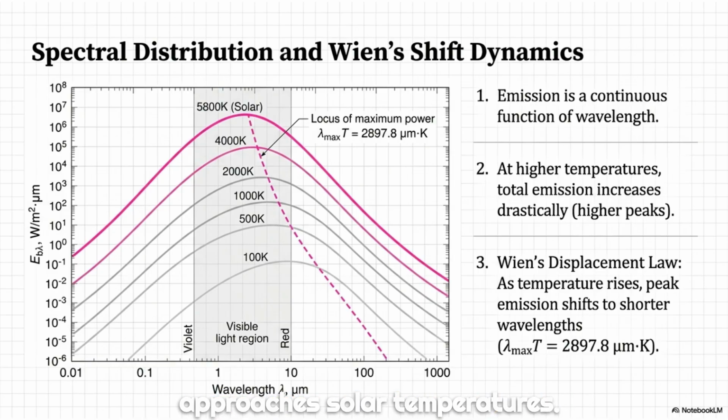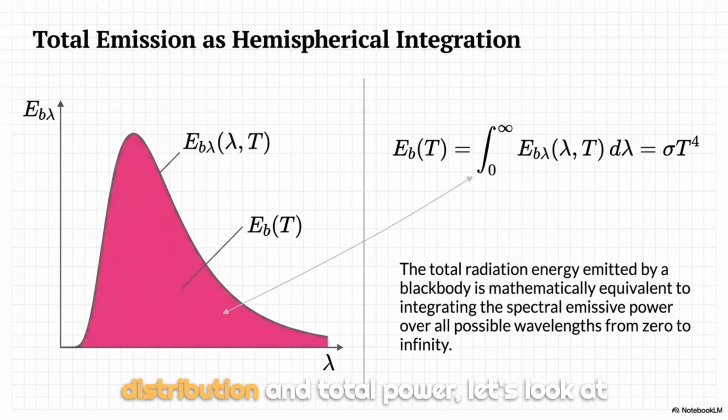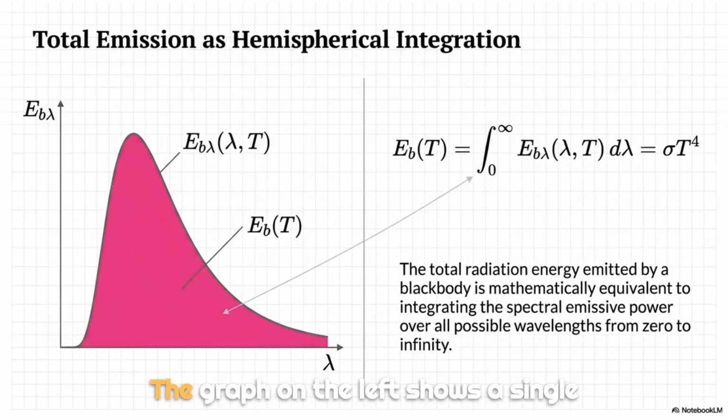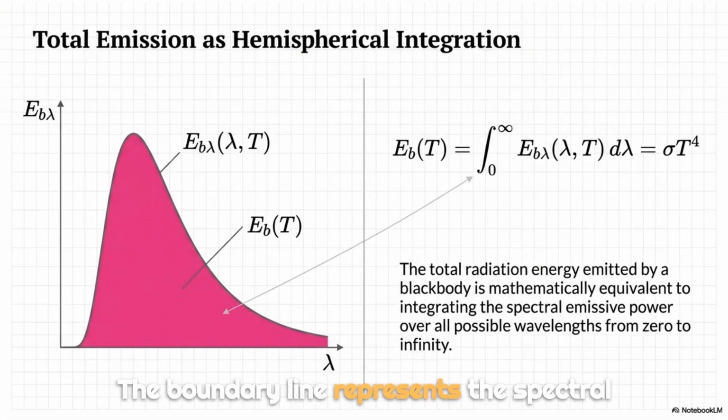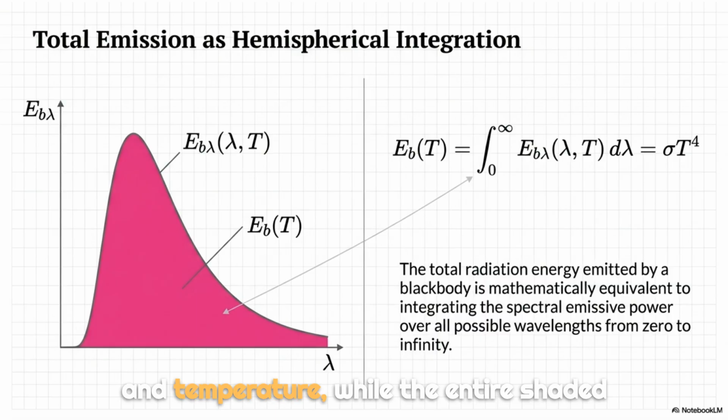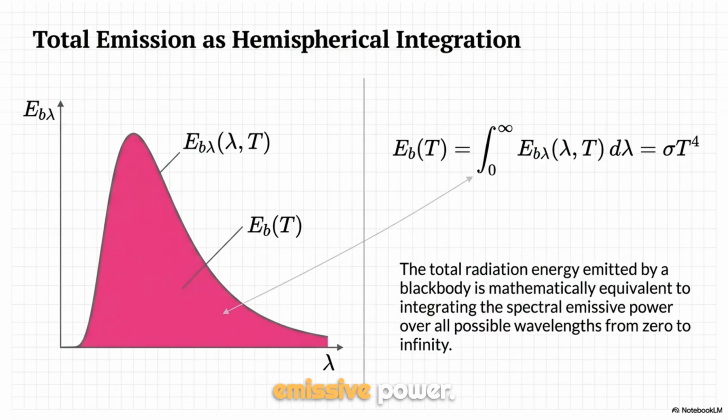approaches solar temperatures. Now that we understand both spectral distribution and total power, let's look at how they connect mathematically. The graph on the left shows a single spectral emission curve. The boundary line represents the spectral emissive power at a specific wavelength and temperature, while the entire shaded pink area underneath represents the total emissive power.